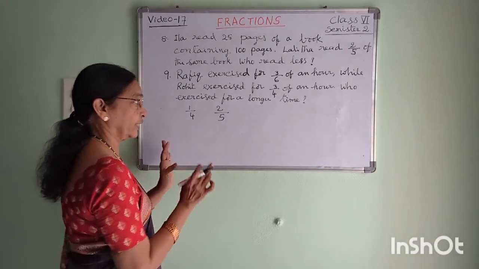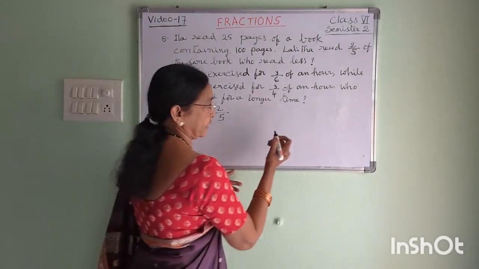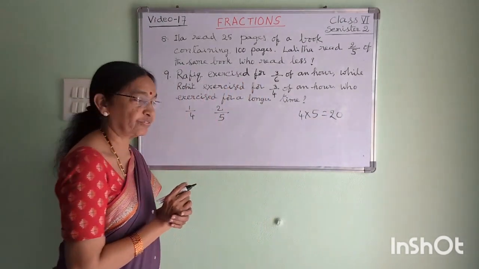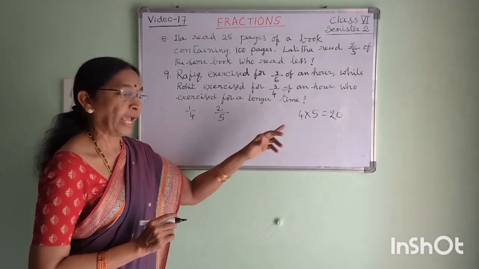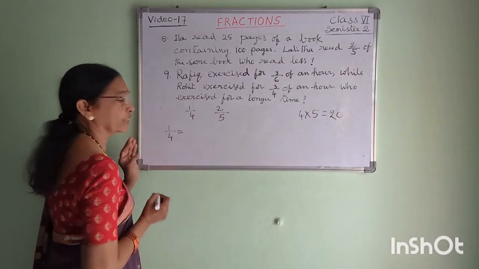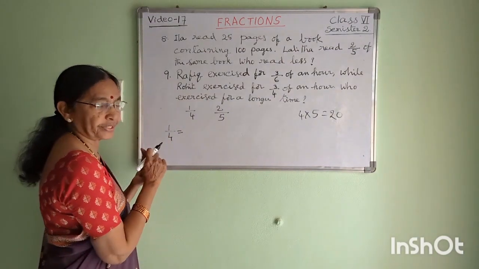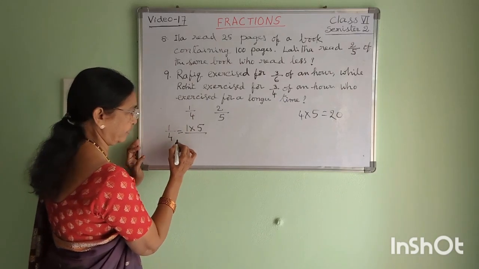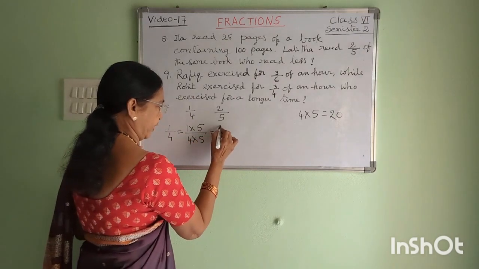For that, we can do it like this. The product of the two denominators, 4 into 5, is equal to 20. Therefore, we convert the two fractions into their equivalent fractions having 20 as the denominator. Therefore, 1/4 is equal to, if we multiply by 5, we will get 20. Multiplying both numerator and denominator by 5, we get 1 into 5 by 4 into 5, that is equal to 5 by 20.